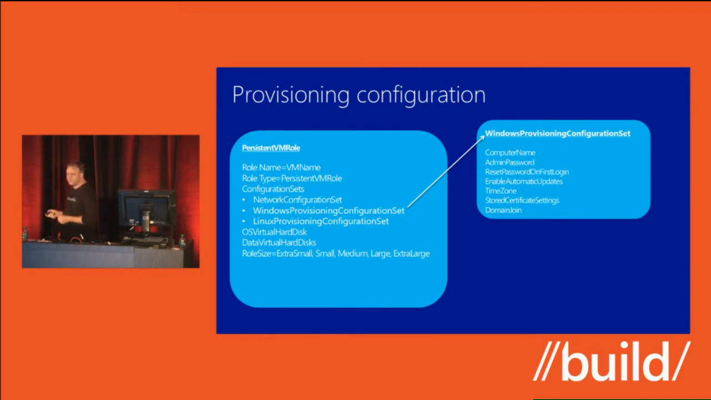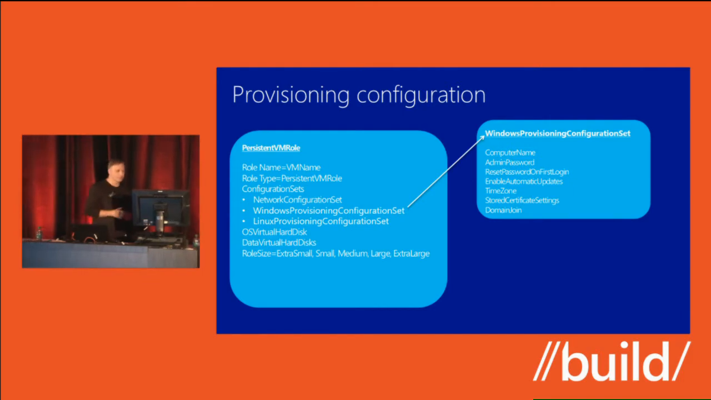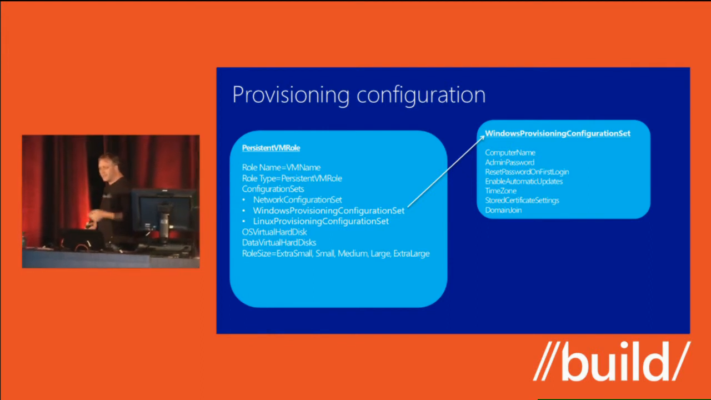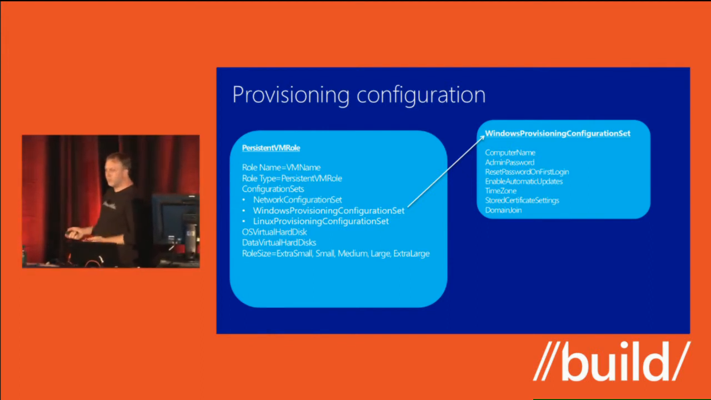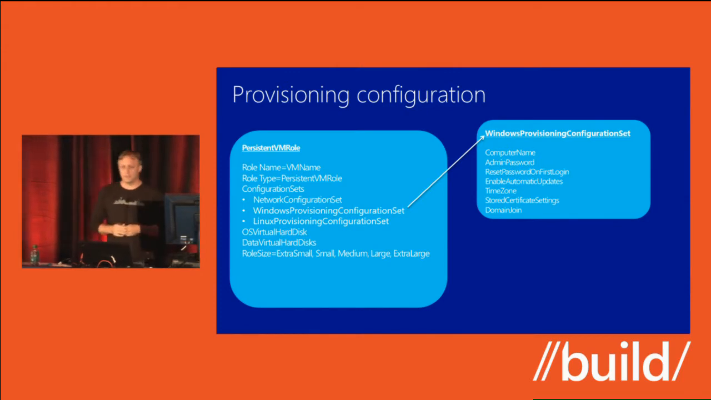You can also tell it to enable or disable automatic updates. So whether Windows Update automatically patches your OS and reboots it, or whether it's completely disabled is up to you at provisioning time. You don't actually have to log in later and set it. You can also set the time zone for the OS and deploy certificates into your VM as well.